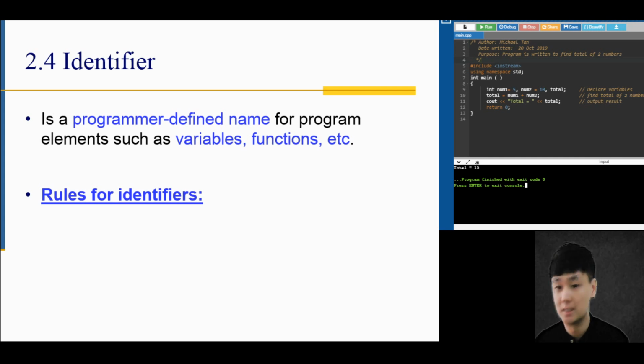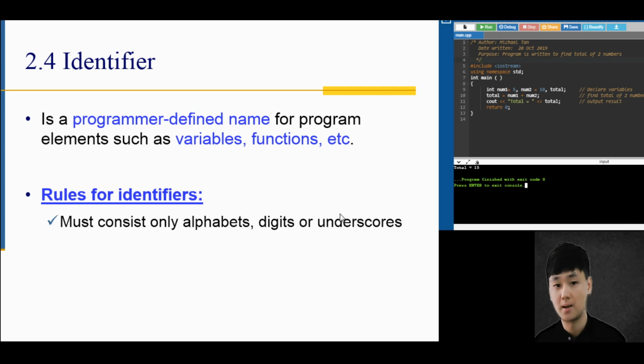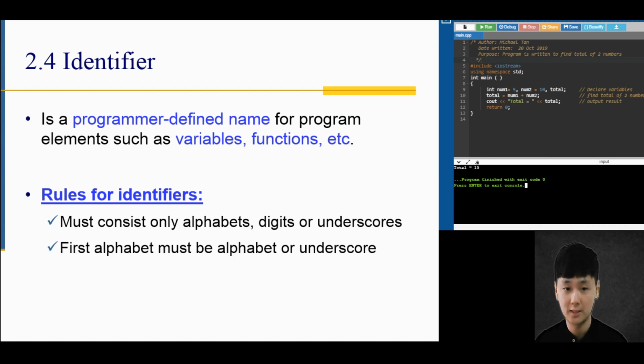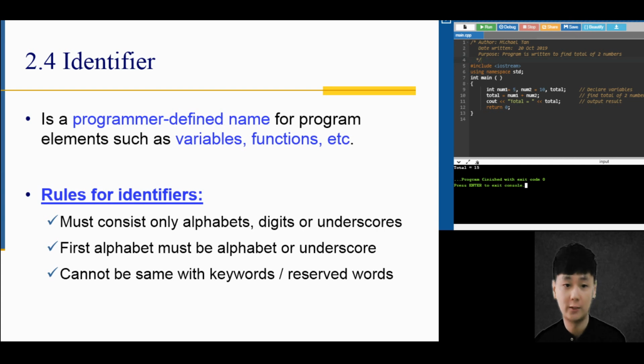In the programming world, in the C++ environment, there are three rules that you have to follow to declare a variable. The first one is it must consist only of alphabets, digits, and underscore. The second one, the first character must be an alphabet or underscore only. No digit is allowed for the first character. The third one, it cannot be the same as a keyword or reserved word.